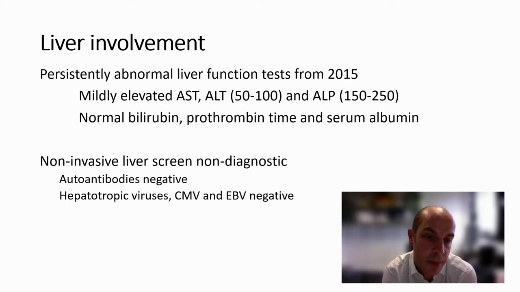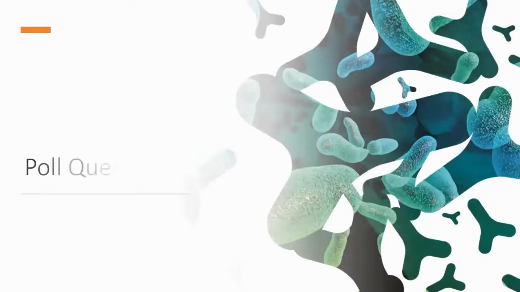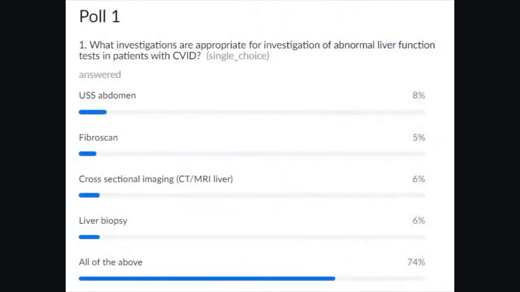But his markers of hepatic synthetic function were normal, and he had a full liver screen, so he had screening for hepatotropic viruses, for genetic metabolic causes of chronic liver disease, all of which were negative. So we're left with a young man who's presented with CVID, with multiple organs involved, and with evidence of persistent abnormal liver function tests. So I think this takes us to our first poll.